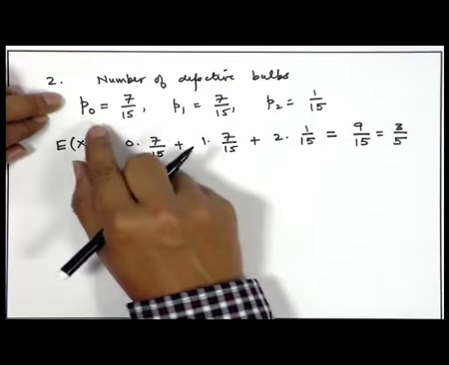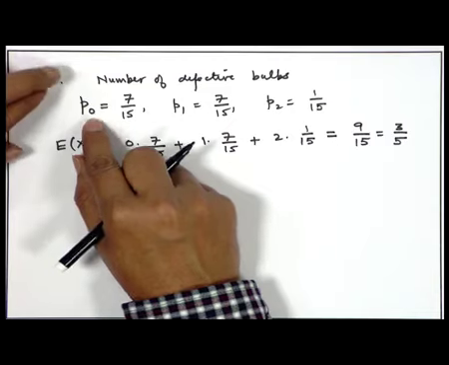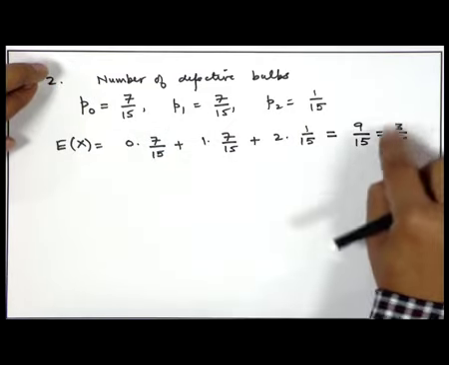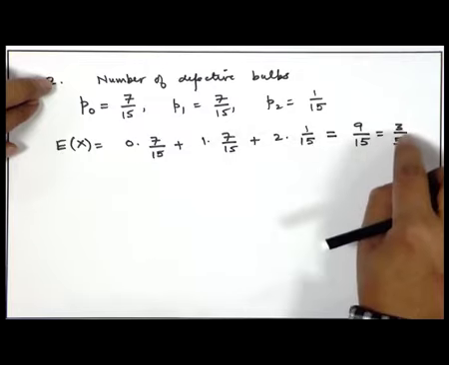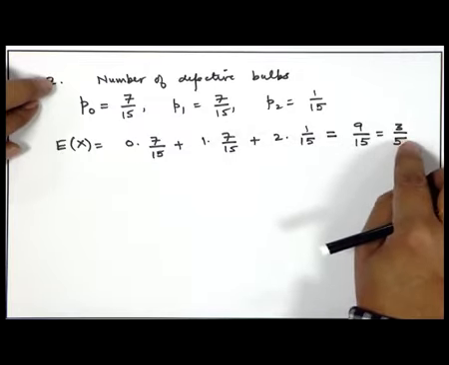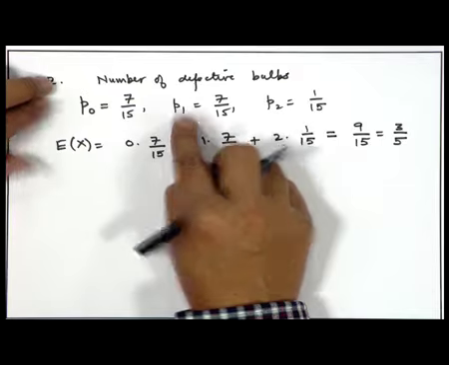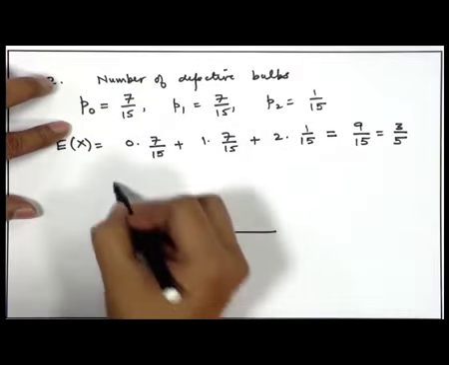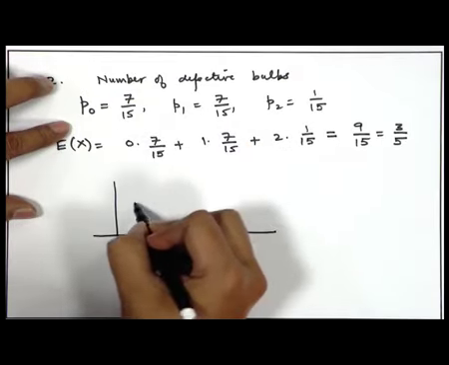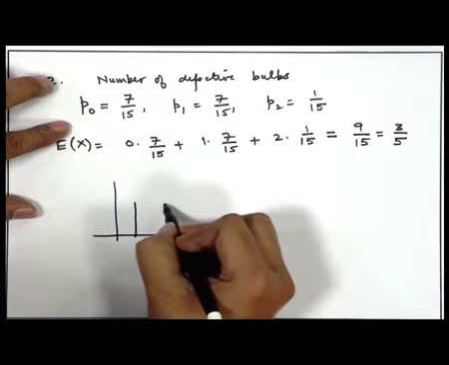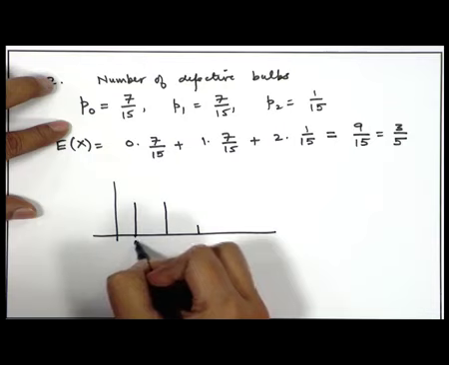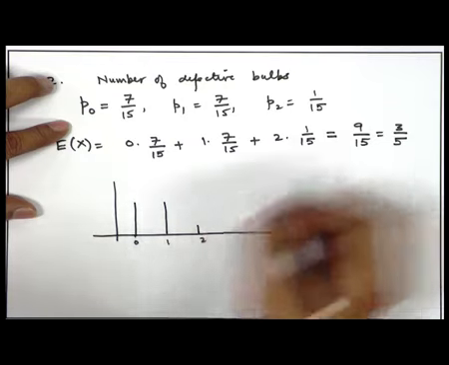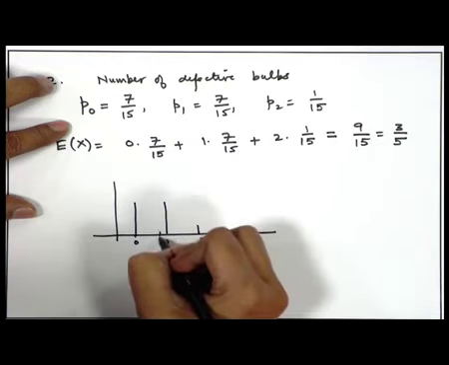Again you can see the number of defectives is 0, 1 or 2, but the mean value or the average value is not an integer. Actually, it is a fraction which is below this. If you plot the distribution here, at 0 you are having 7 by 15, at 1 you are having 7 by 15 and at 2 you are having 1 by 15. So, this average is coming somewhere here, that is 3 by 5.